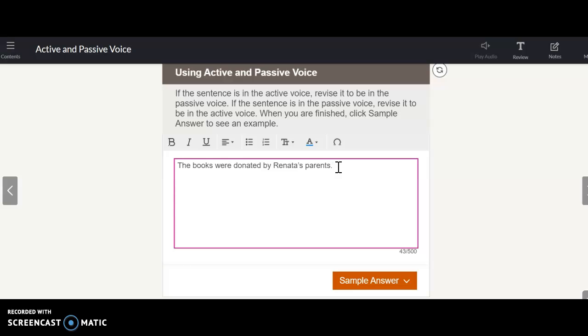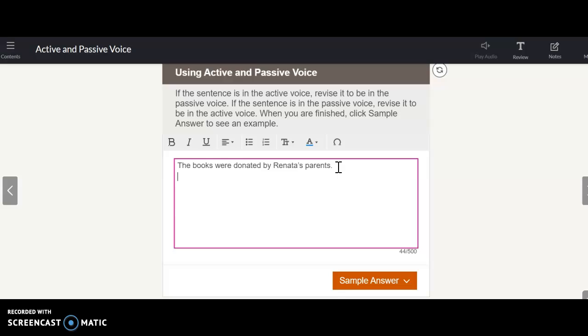So I put my cursor at the end and I hit enter. I'm going to look. "The books were donated by Renata's parents." All right, so my subject is books. My predicate is were donated. The books aren't doing anything here. Renata's parents are doing something, right? They're donating books. But my subject is books, and books aren't doing anything. So I know this is passive.